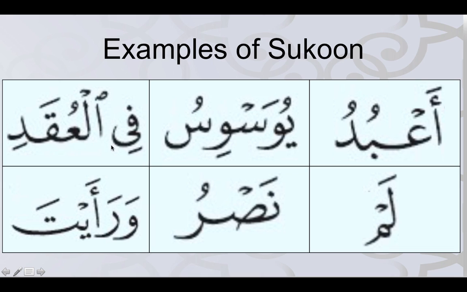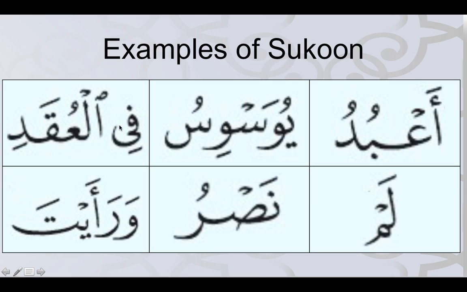This ya, by the way, does have an implied sukun on it, but that implied sukun is not written here. If this fa kasra and this ya were to be pronounced independently, and we were to stop and break our breath, then it would be pronounced like this: fa kasra ya sukun.